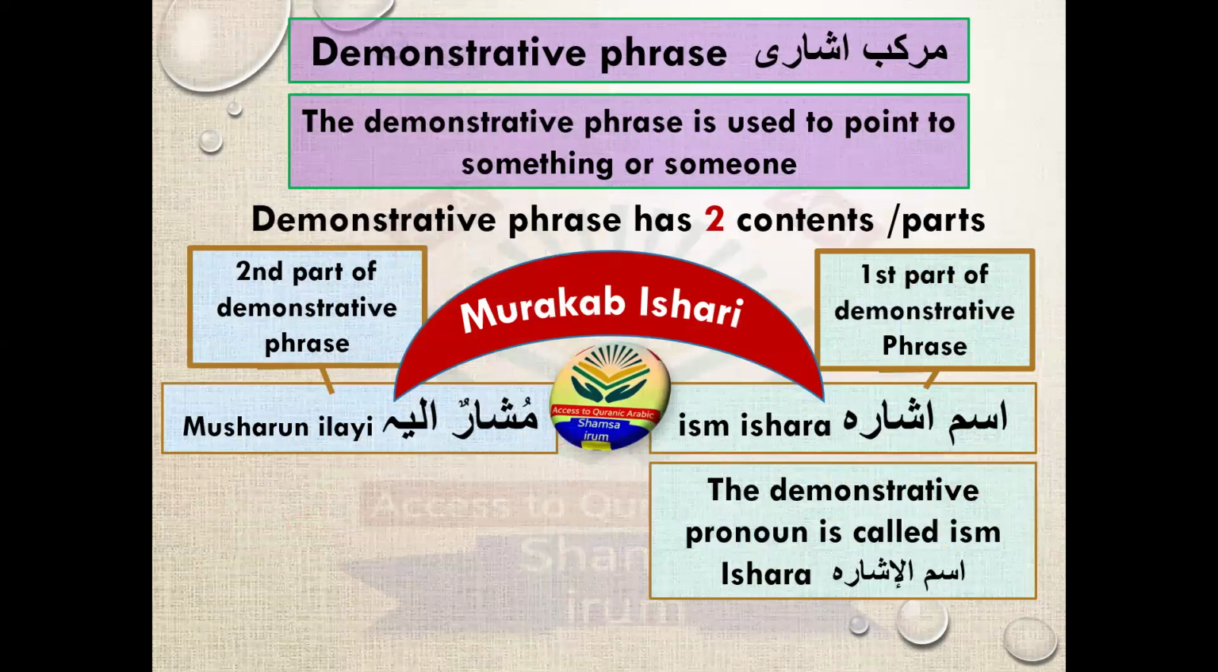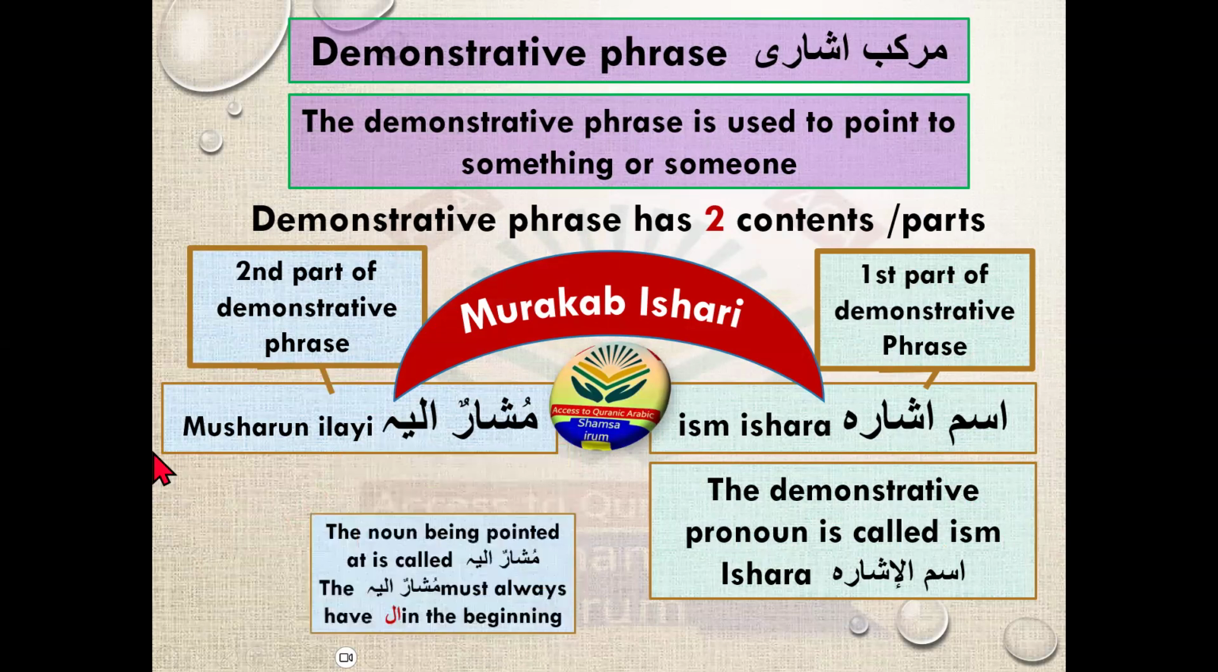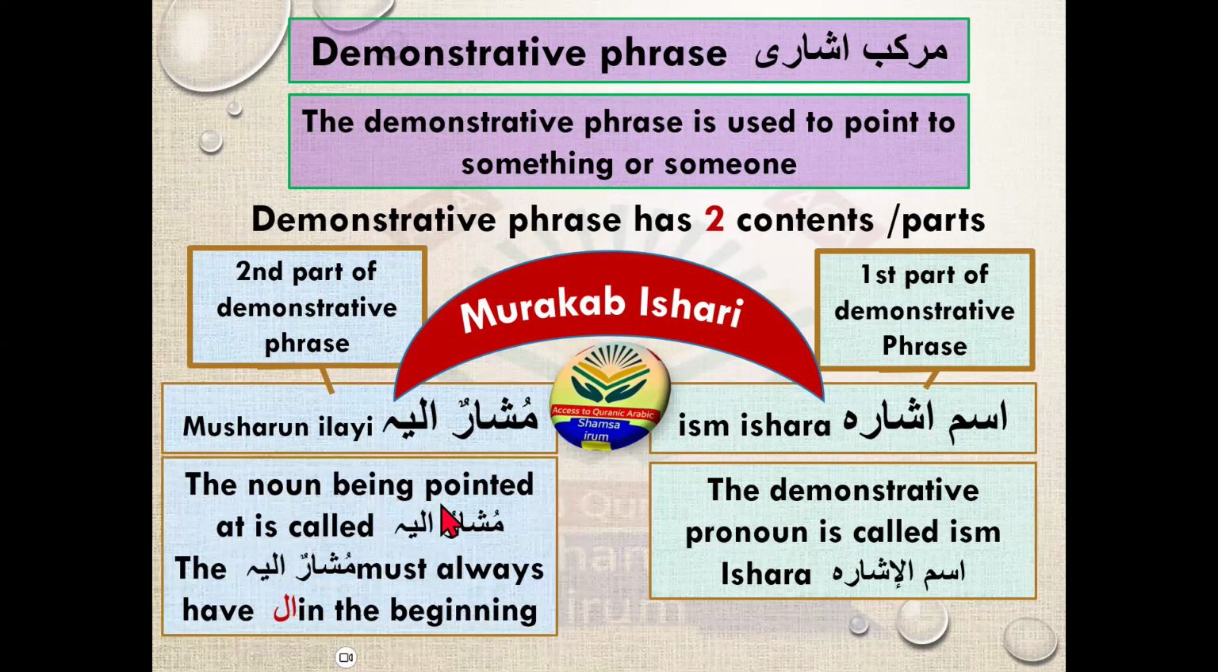You have already done it in my few previous lectures. So now next, the second part of the demonstrative phrase is musharun ilayh. What is musharun ilayh? Musharun ilayh is the noun being pointed at.